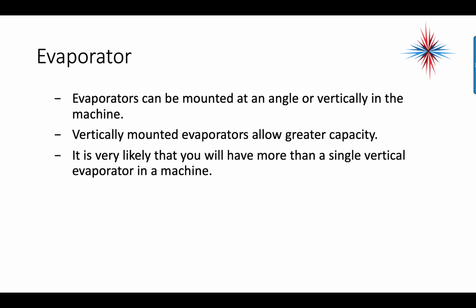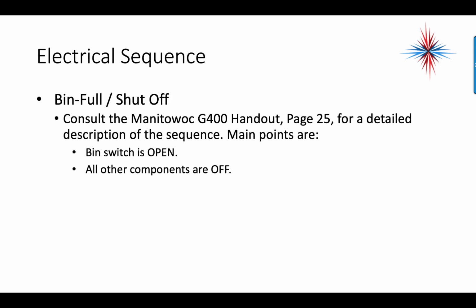Evaporators can be mounted at an angle or vertically in the machine. Vertically mounted evaporators allow greater capacity because you can have more than a single vertical evaporator in a machine. They're sandwiched together.